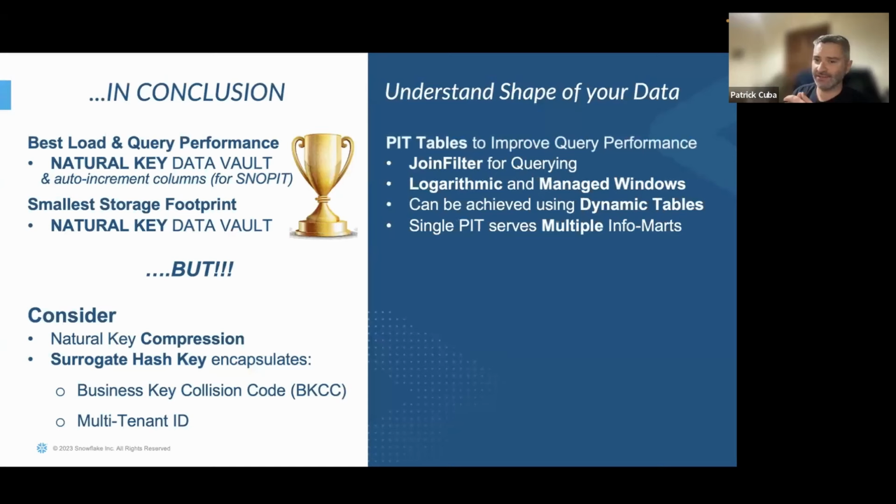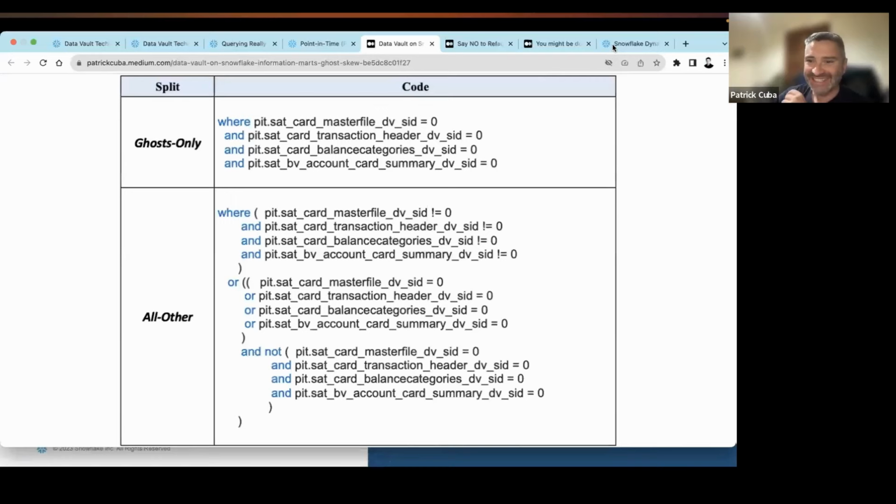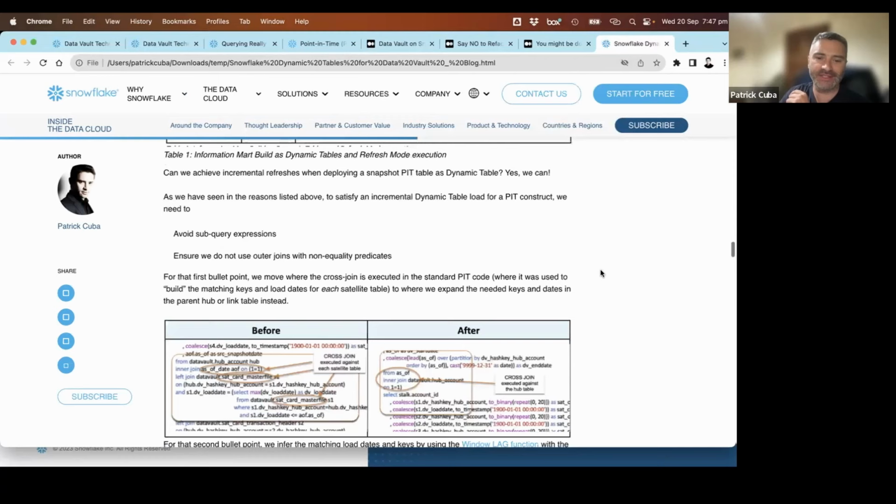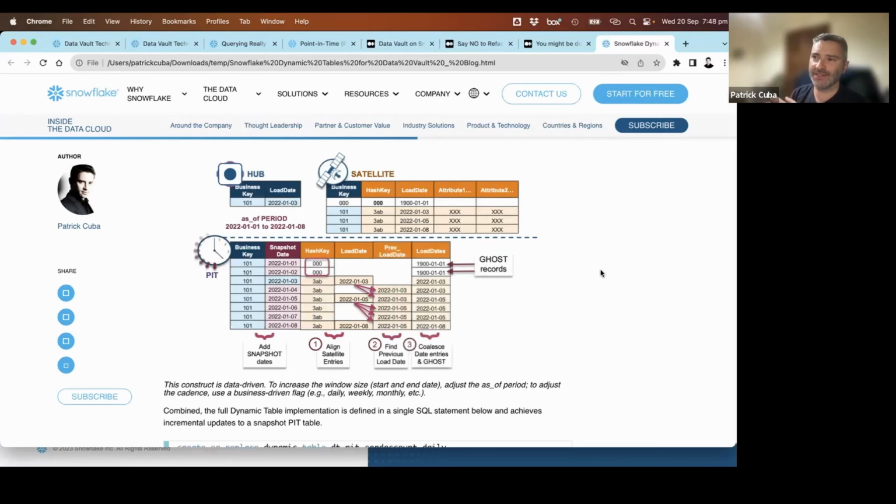You can think about using dynamic tables to do the same thing. And what I mean by that is also a recent blog that I did, building dynamic tables to actually not simulate, but build PIT tables as dynamic tables instead, which here kind of explains how it works, how it brings it together. It's actually a completely different way of building the traditional way PIT, but the outcome's the same.